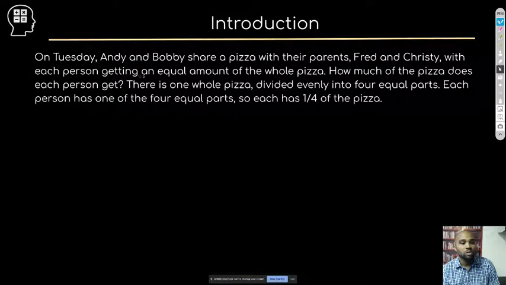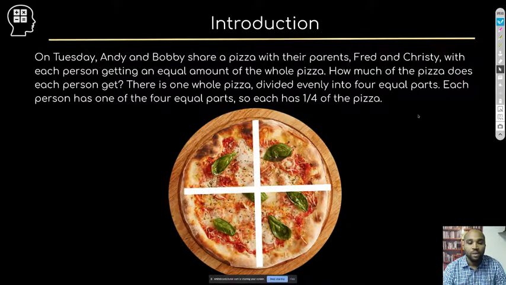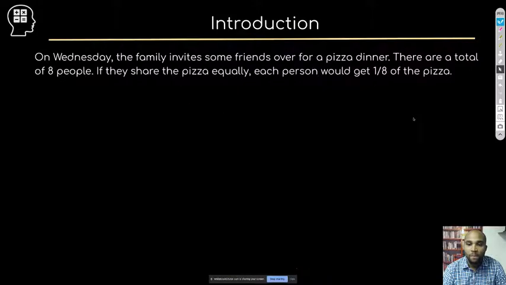On Tuesday, Andy and Bobby share a pizza with their friends, Fred and Christy, with each person getting an equal amount of the whole pizza. How much of the pizza does each person get? There's one whole pizza divided evenly into four equal parts. Notice it said evenly, so no one can cheat and say, I'm going to get a bigger piece while giving you one crumb. So it's even pieces of four. What is that going to look like? So here's our pizza again. We divide that into four equal pieces. Should look like that, right? So there you go. One out of four.